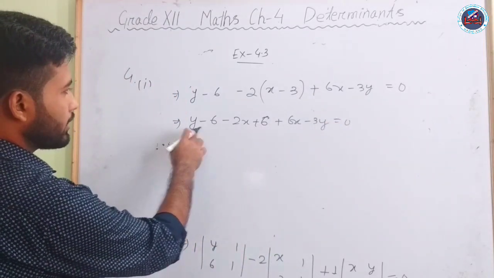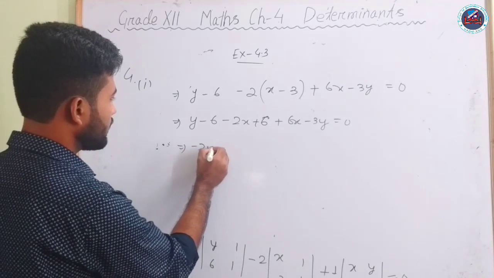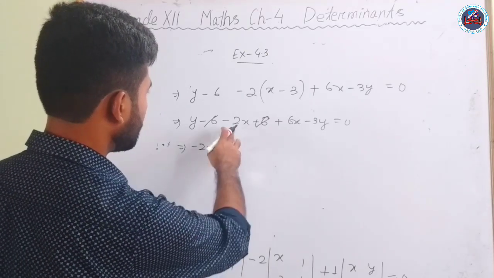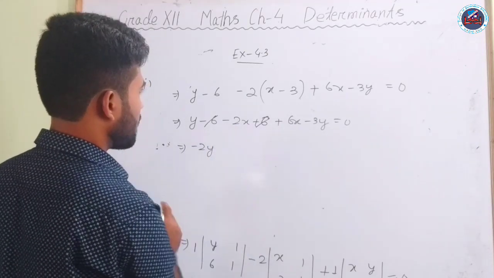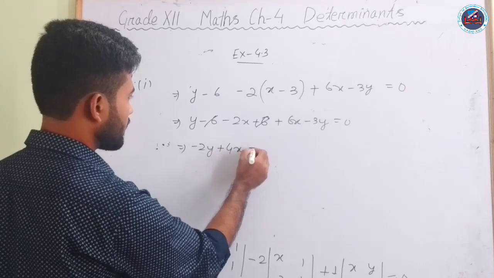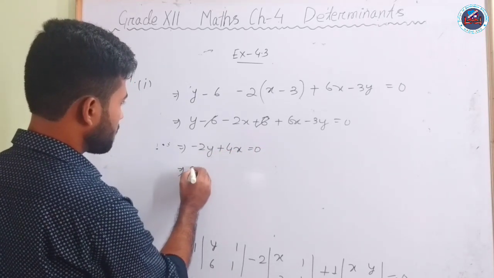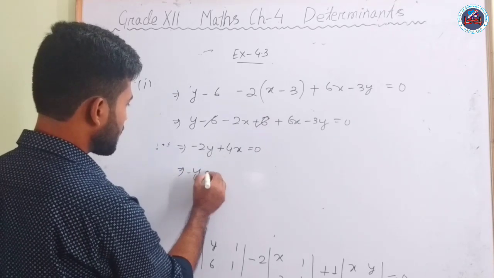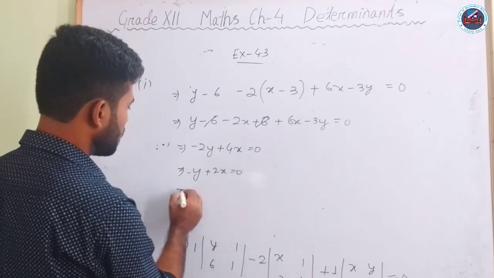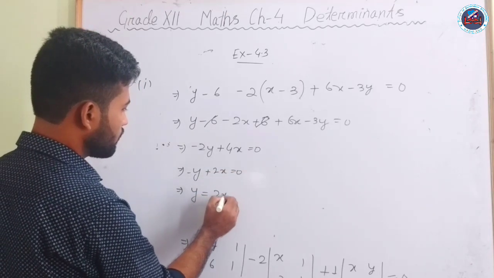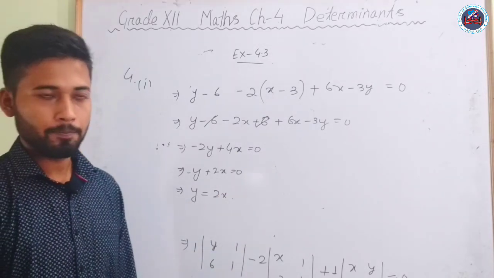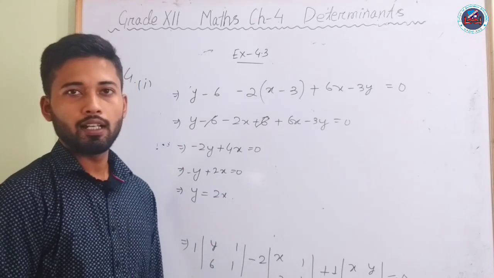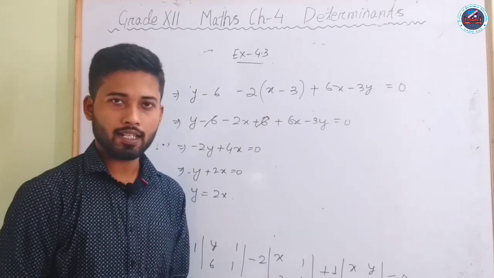So we have a y here and a minus 3y here, so we shall be left with minus 2y. We have a minus 6 and a plus 6, we can cancel out both of them, and we have minus 2x plus 6x, so it will be plus 4x, equal to 0. We can cancel out the 2's as well, so this will be minus y plus 2x is equal to 0. So our final answer will be y is equal to 2x. So this is the equation of a straight line, isn't it? Where the slope is 2 and the intercept is 0, and that will be the end of your exercise 4.3.